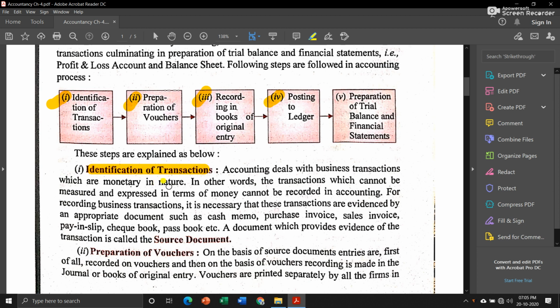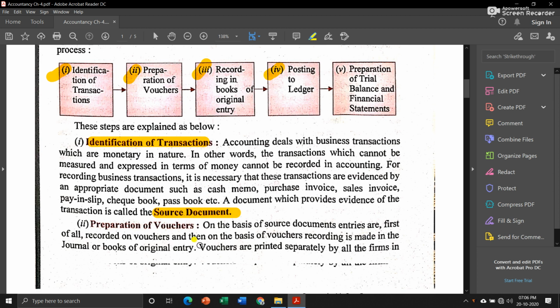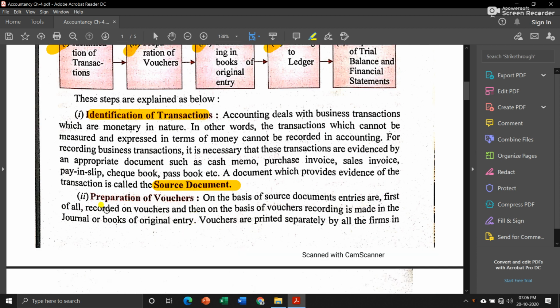Now these documents can be cash memo, purchase invoice, sales invoice, pay-in slip, checkbook, passbook, or any other valid document which can show the authenticity of business transaction. Those documents are known as source documents because they are the source of transaction. Then next step is preparation of vouchers. On the basis of source documents, entries are first of all recorded on vouchers, and then on the basis of vouchers, recording is made in the journal or books of original entry.